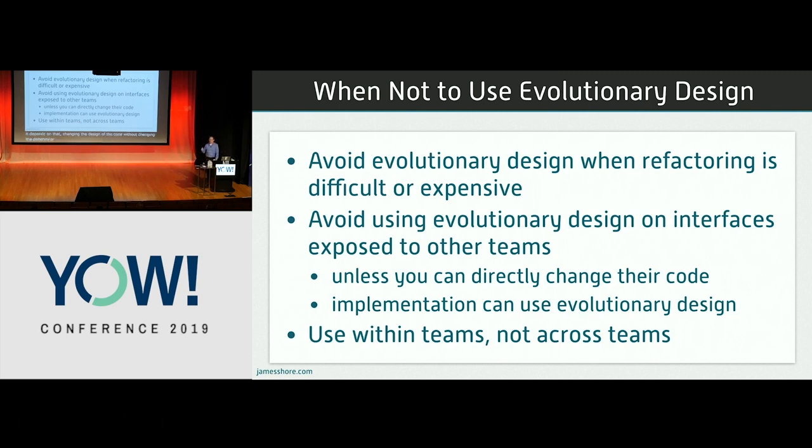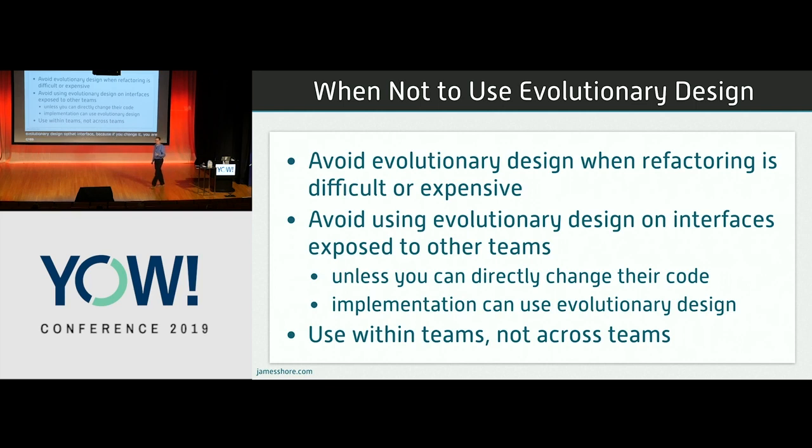In particular, this comes out in reality when you have multiple teams, or when you're publishing software for external third parties to use. So if you're publishing an interface to other teams, don't use evolutionary design on that interface, because if you change it, you're creating a lot of expense for those other teams.